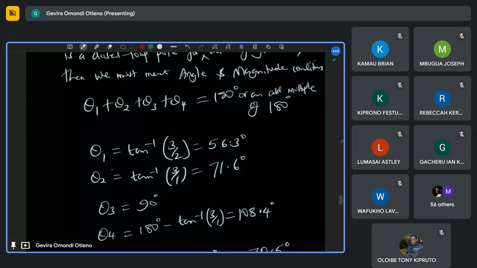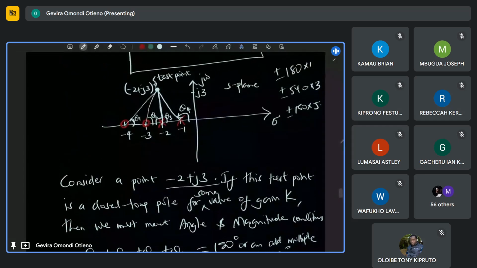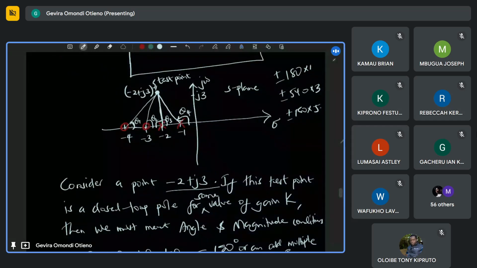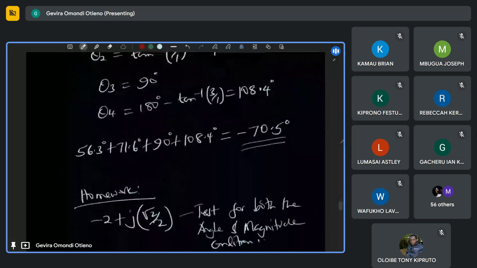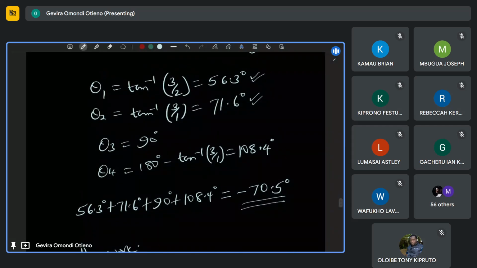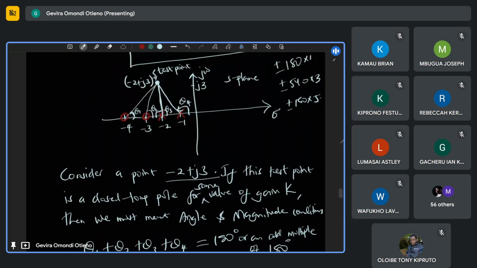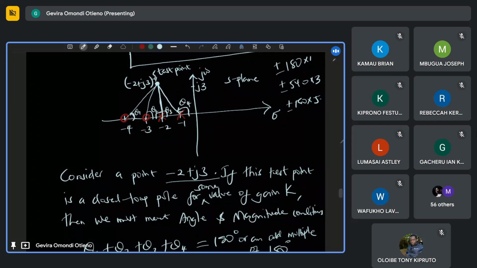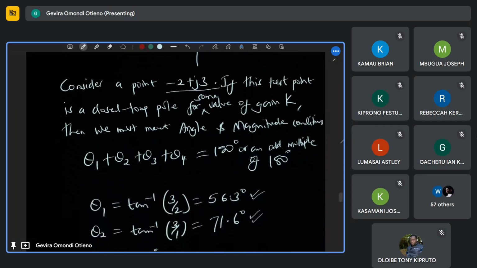So you can have theta 1 being 56.3 degrees. You can also calculate for theta 2, you'll get 71.6 degrees. Theta 3 is the angle here, which because it's minus 2, then that angle is simply the right angle. So it's 90 degrees. And then theta 4 is 108 degrees. Remember, all angles must be measured from the real axis in a counterclockwise manner.